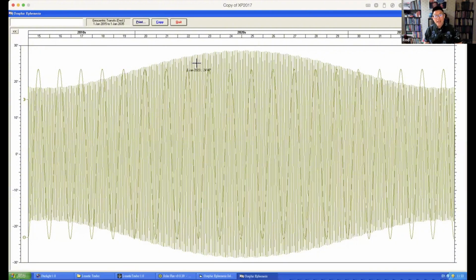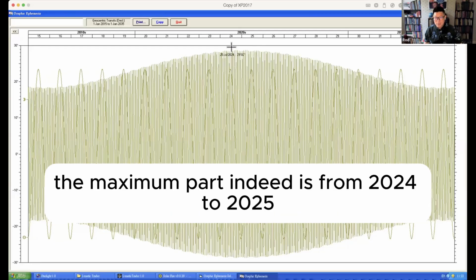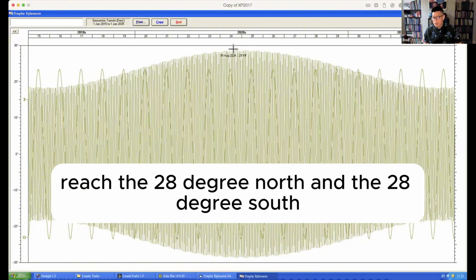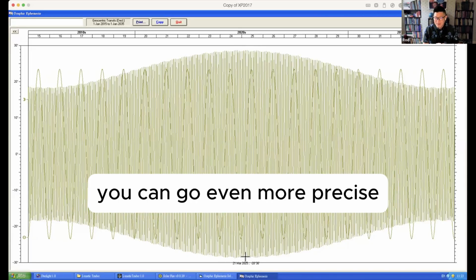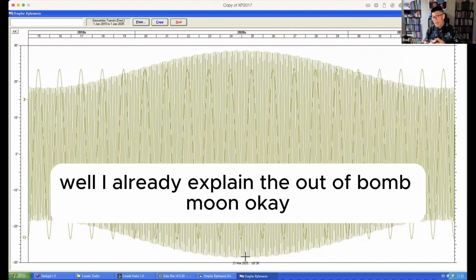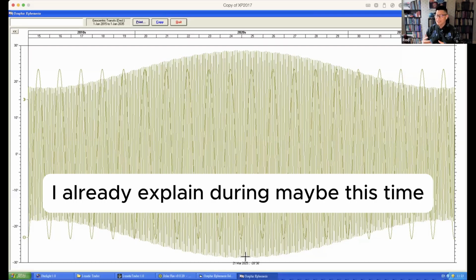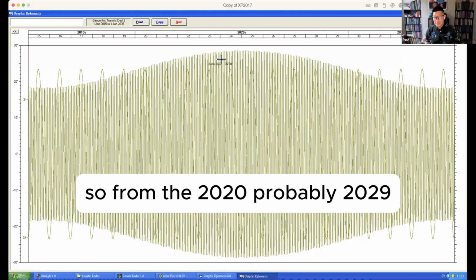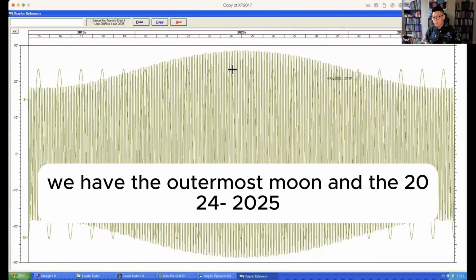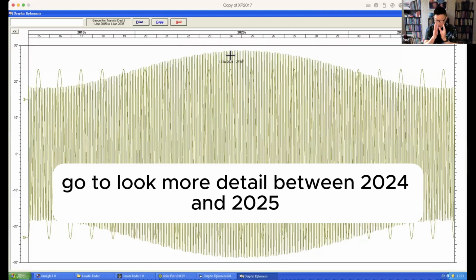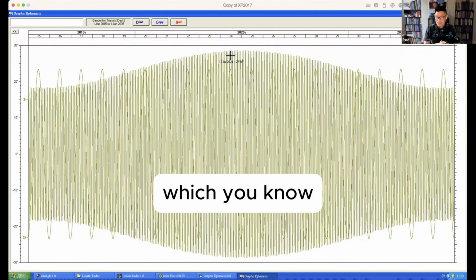So now we can see it slowly increased, okay? It slowly increased. And then when you see this part, the maximum part is indeed from 2024 to 2025. We have the Moon every month reaching 28 degrees north and 28 degrees south. You can go even more precise. That is very interesting. Does this have any significance in astrology? Well, I already explained the out of bounds Moon. Okay, I already explained that during maybe this time the Moon is already starting to go out of bounds. So from 2020 to probably 2029, we have the out of bounds Moon, and 2024 and 2025 is the maximum. And then we can look in more detail between 2024 and 2025 at which year is the maximum.